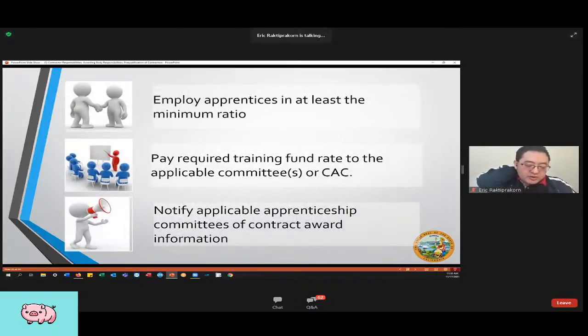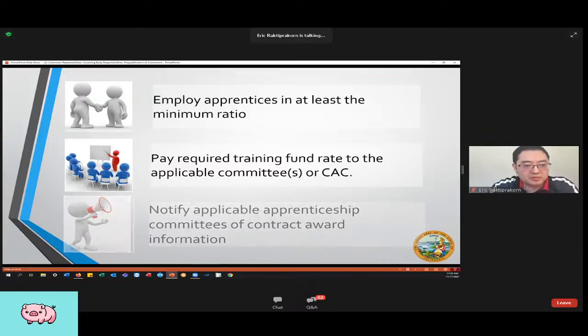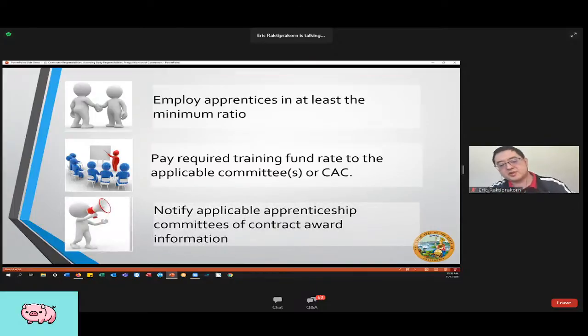So there are 3 core apprenticeship requirements that contractors must be aware of. The first is public works contractors must employ apprentices at least at the minimum ratio. This is 1 apprentice hour to 5 journeyman hours. The contractors are also required to pay the training fund rates to applicable committees or the CAC, and contractors are required to submit contract award notification to all applicable apprenticeship committees. Next slide.